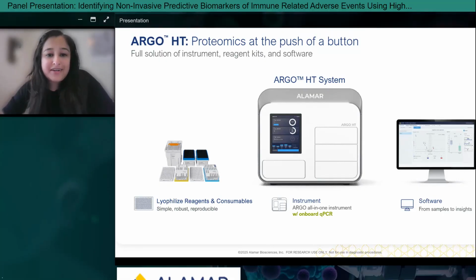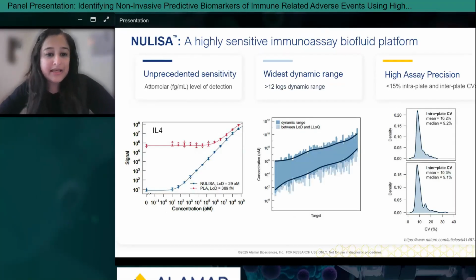So to share some of our internal data, here on the left, we have representative data from a singleplex IL-4 assay showing the best-in-class unprecedented sensitivity that the NULISA platform offers. So in red here, we see results from a traditional PLA, where the limit of detection is in the range of 389 femtomolar. But with the steps of the NULISA workflow that I mentioned before, the sequential capture and release to eliminate all sources of background, we can now achieve limits of detection in the range of 29 attomolar.